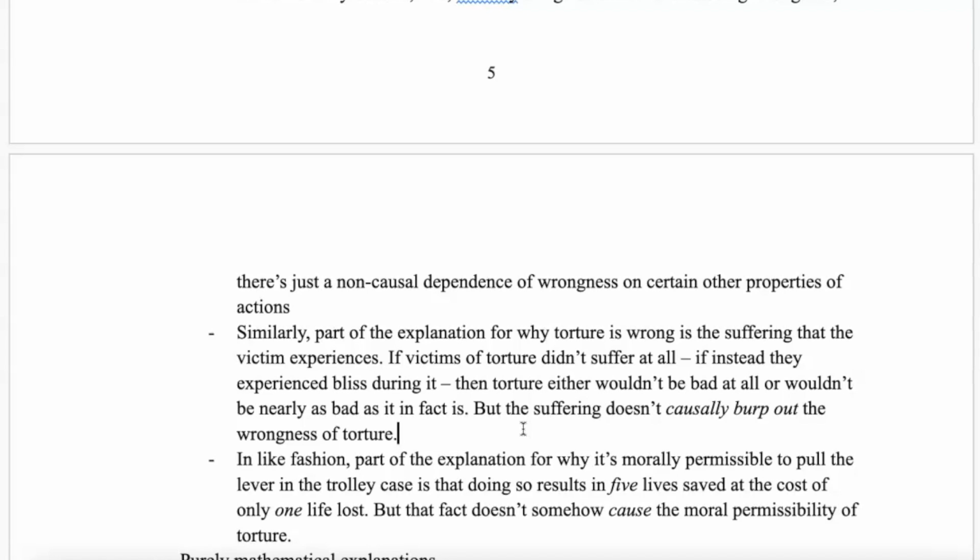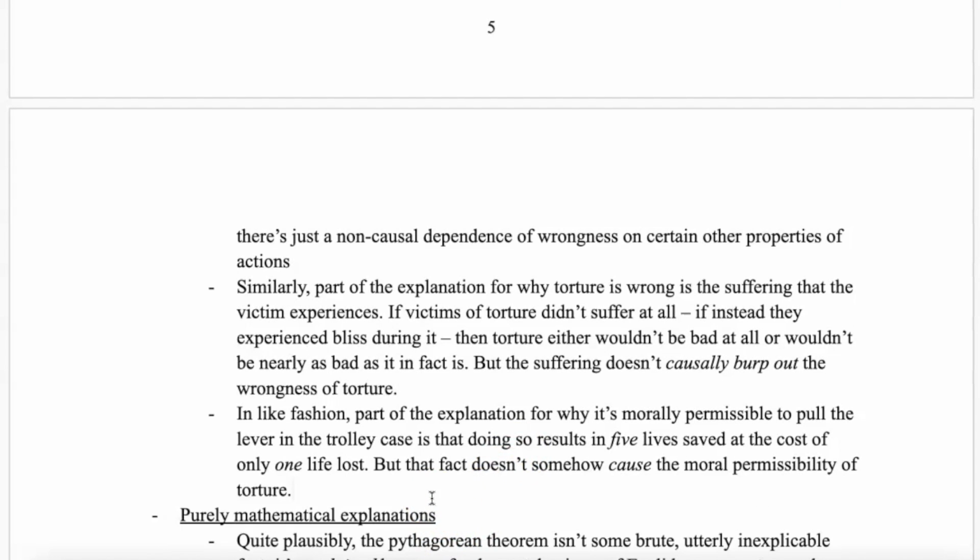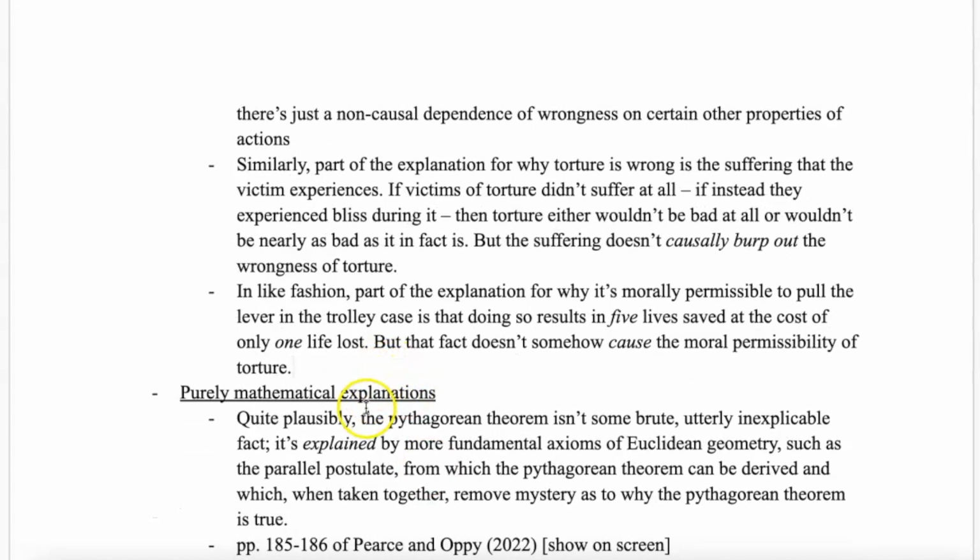In like fashion, part of the explanation for why it's morally permissible to pull the lever in the trolley case is that doing so results in 5 lives saved at the cost of only 1 life lost, but that fact doesn't somehow cause the moral permissibility of pulling the lever. Another class of non-causal explanations are purely mathematical explanations. Quite plausibly the Pythagorean theorem isn't some brute, utterly inexplicable fact. Plausibly it's explained by more fundamental axioms of Euclidean geometry, such as the parallel postulate, from which the Pythagorean theorem can be derived and which, taken together, remove mystery as to why the Pythagorean theorem is true.